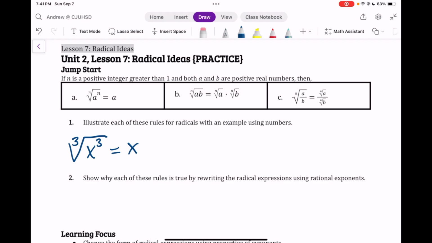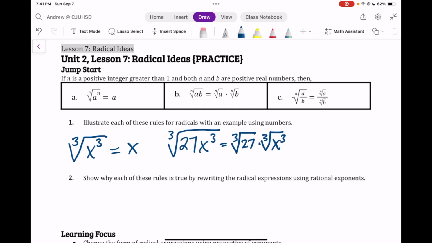The second one says that if I have 2 things inside of a radical, let's say that I've got 27x to the third, and I take the cube root of that, that's the same thing as taking the cube root of the number and also the cube root of the variable.